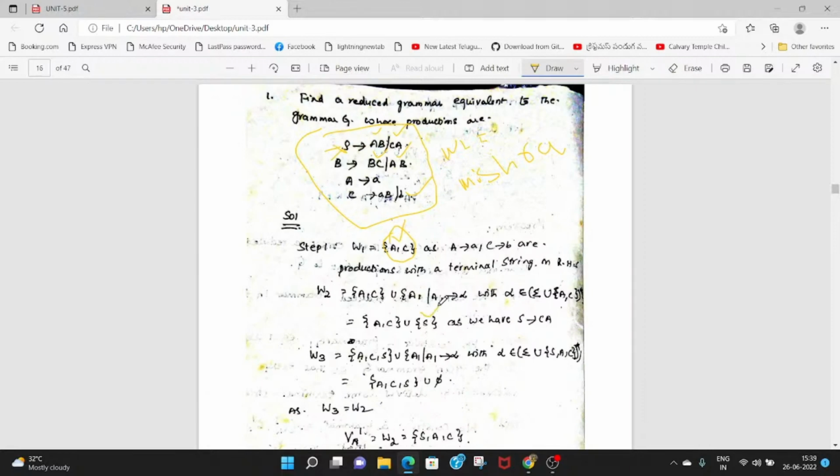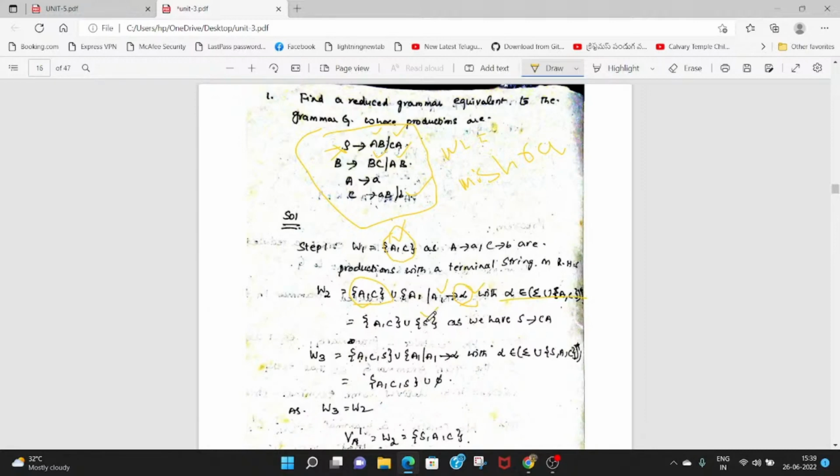See, why did I include S? So A tends to A1, I am including, because A1 tends to alpha, with alpha belonging to sigma union AC. Why did I include A1? Because A1 is going to derive some production on its right hand side and that production is going to derive these variables. That is the meaning of this. So then only I can include those variables in my W.